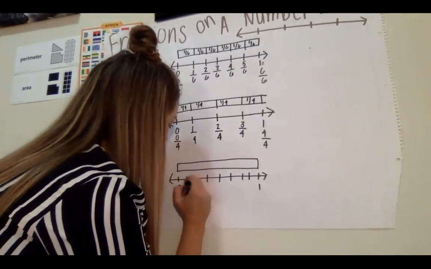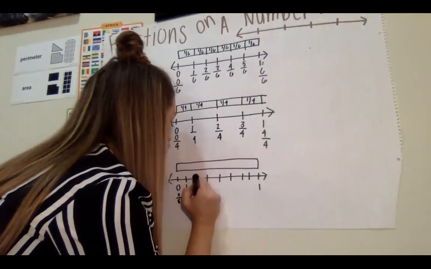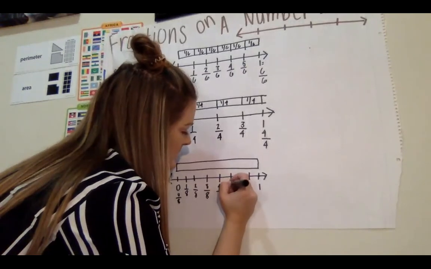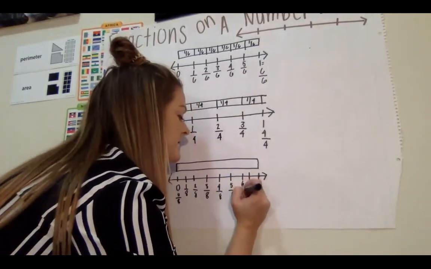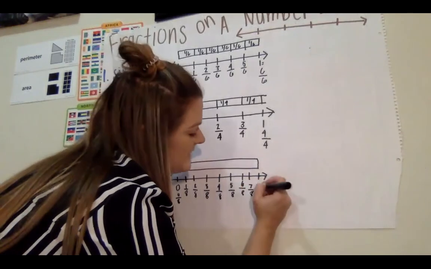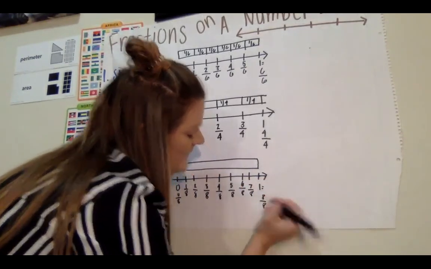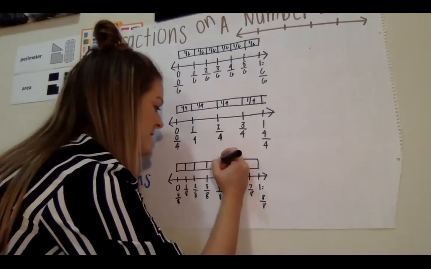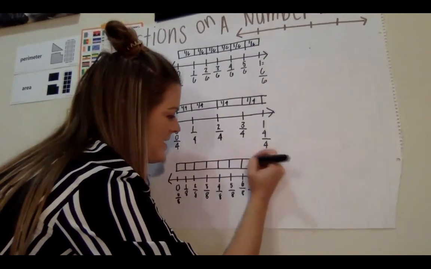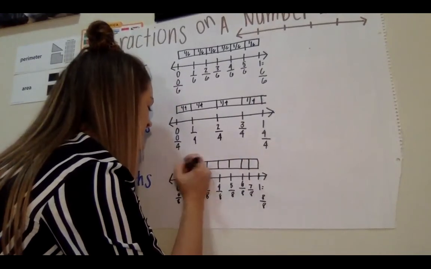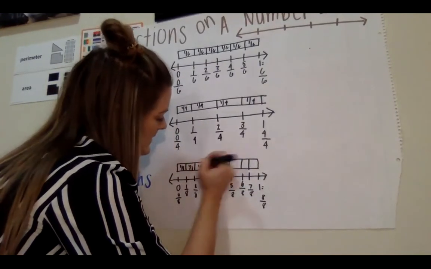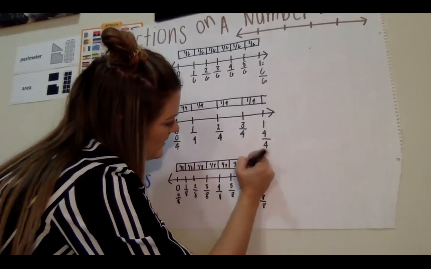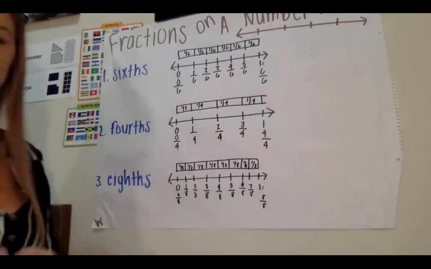Now I can label my eighths. 0 eighths, 1 eighth, 2 eighths, 3 eighths, 4 eighths, 5 eighths, 6 eighths, 7 eighths, and 1 whole is equal to 8 eighths. And then I can go ahead and copy my partitioned marks above and label each unit fraction 1 eighth, just like that.